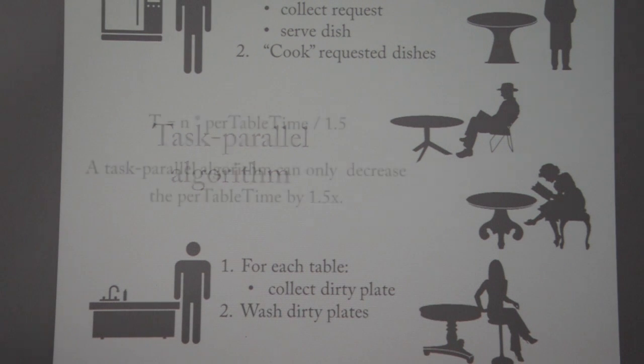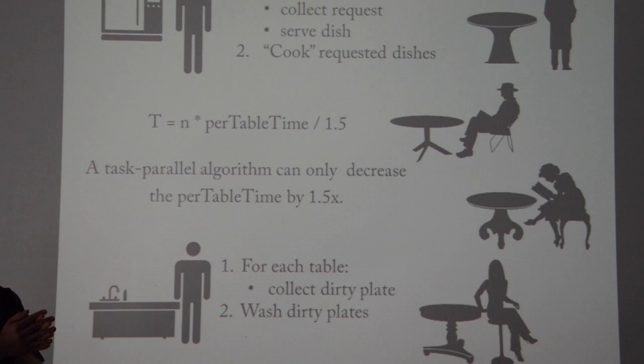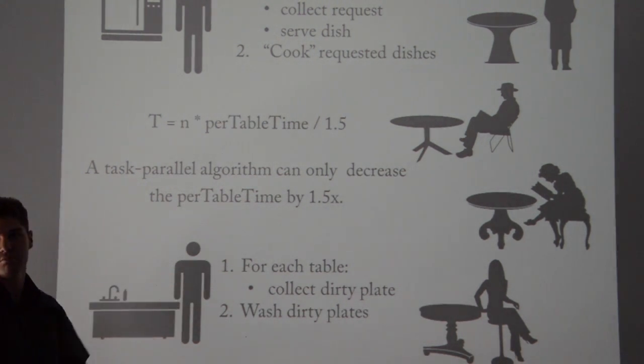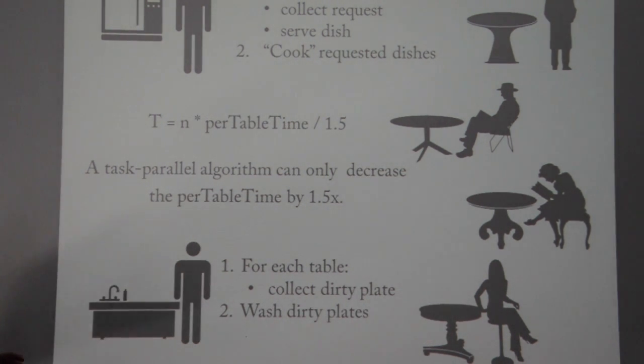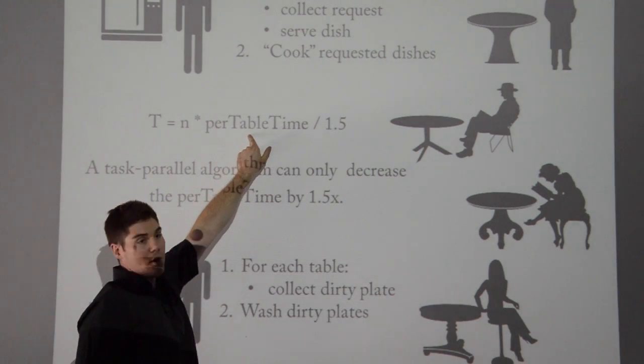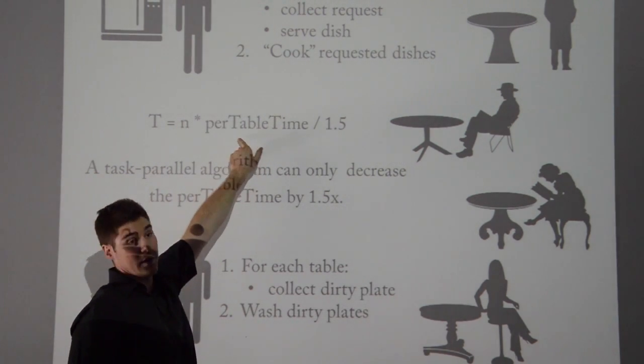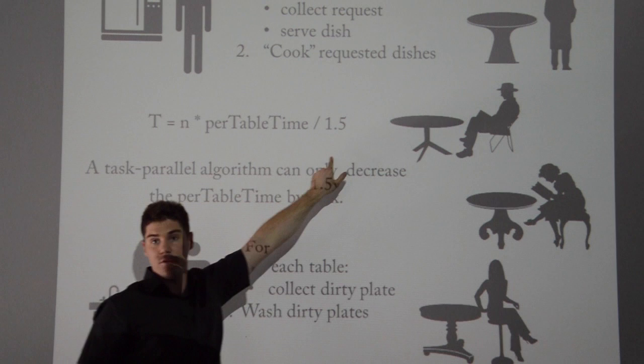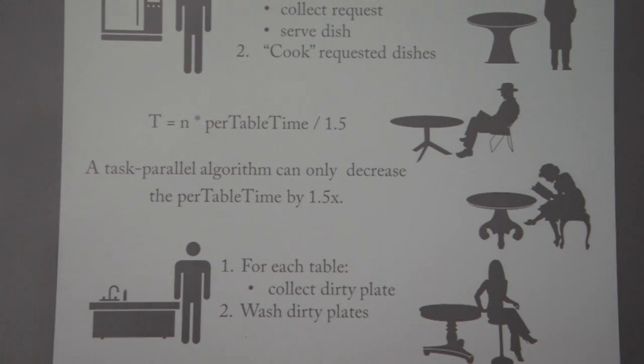But note about this task parallel algorithm, if you do some basic math about this, and if you assume that each task takes approximately the same amount of time, then the new time is the old time that you needed to serve n customers divided by 1.5. It's not really important that you see why this is constant. Maybe you see, maybe not. But the point is really, if you do the math, you're going to get some constant amount by which you can decrease this time. But this is not good enough.